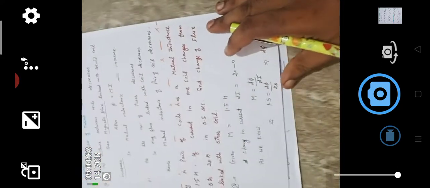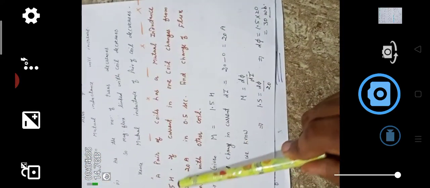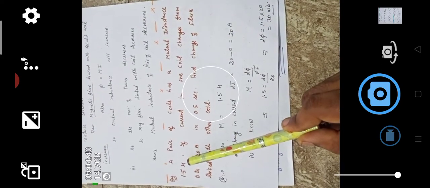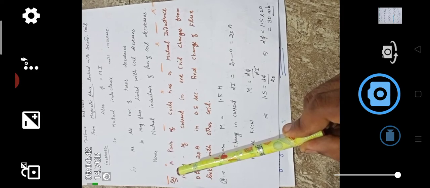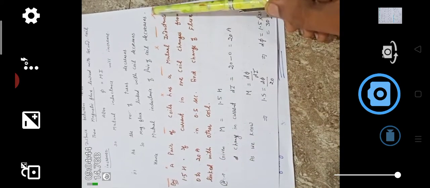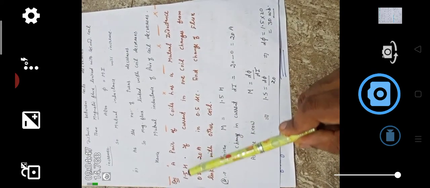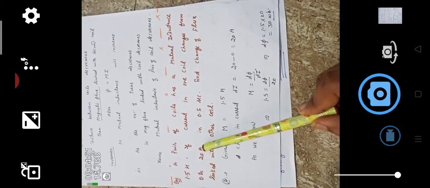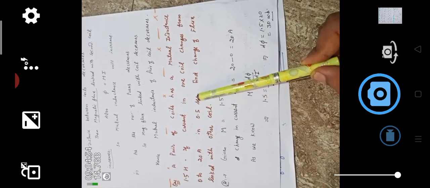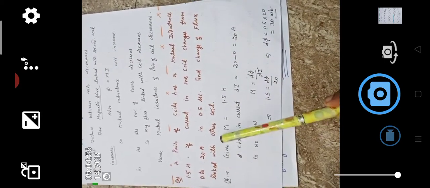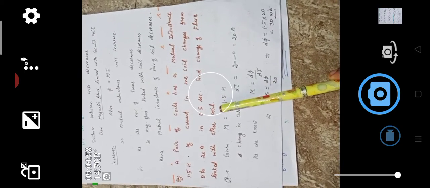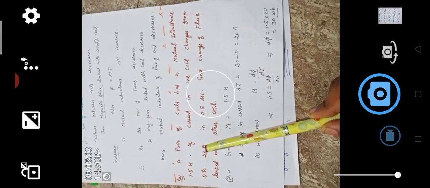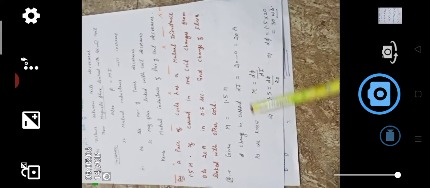See the numerical. See here, children. A pair of coils has mutual inductance given to you. Any inductance, Vedant Agnihotri, has the unit Henry. 1.5 Henry. If current in one coil changes from 0 to 20 ampere in this much time, find the change of flux linked with other coil. M is given to you. Yes, sir, 1.5 Henry. Change in current. What is change in current? 20 minus 0, 20.